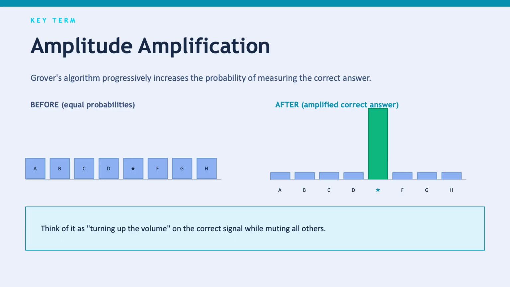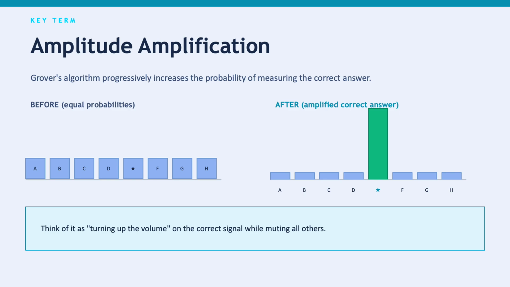Think of it like turning a radio. When you are searching for a specific station, there is a lot of noise and many different signals. Amplitude amplification is like turning up the volume on exactly the right frequency and turning everything else down, so the signal you want comes through loud and clear. I hope you have used radios once upon a time, a blue moon ago.